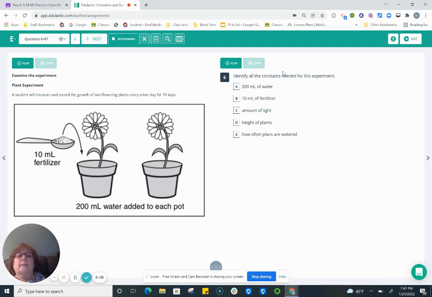Identify all the constants needed for this experiment. Plants, they're both getting 200 milliliters of water, but only this plant here is getting fertilizer. So they both get 200 milliliters of water. Only one's getting fertilizer. They're probably going to get the same amount of light. They should start with the same height of plants, and they should water the plants at the same time. So those are things they should keep constant.